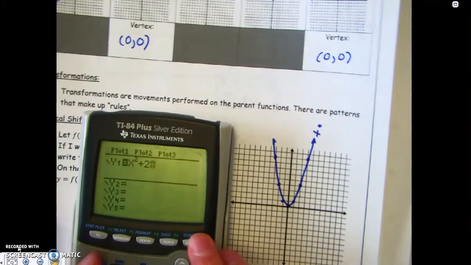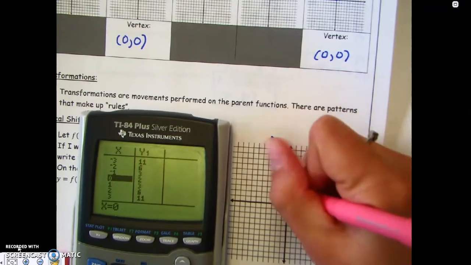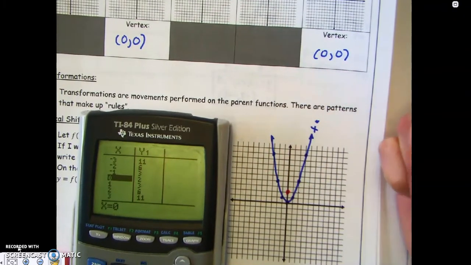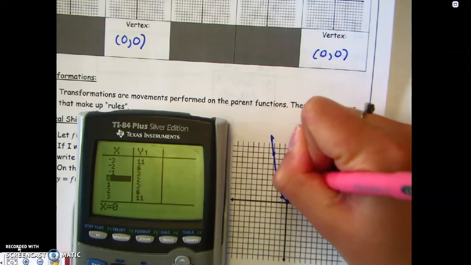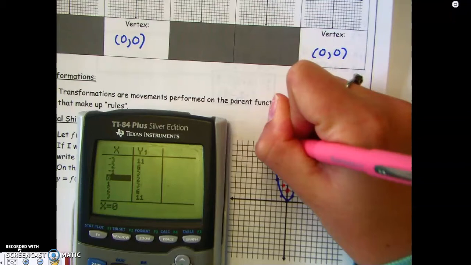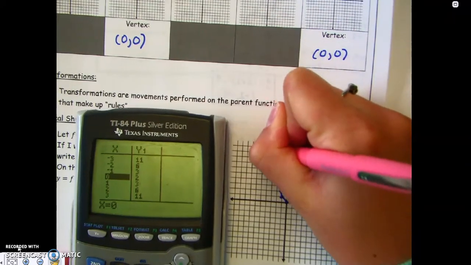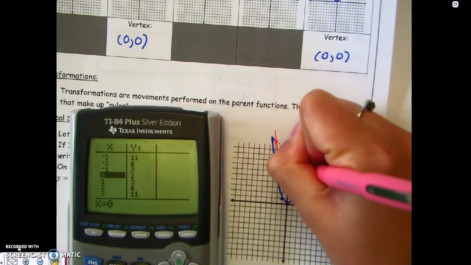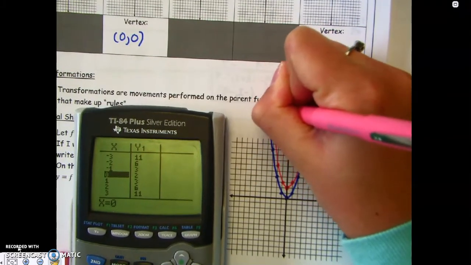And if you go to the table, it looks like this. So 0, 2. I want to graph in a different color just so I can see it. And you'll notice that everything will shift up 2 points. So your parabola will look like that, and that is x squared plus 2.